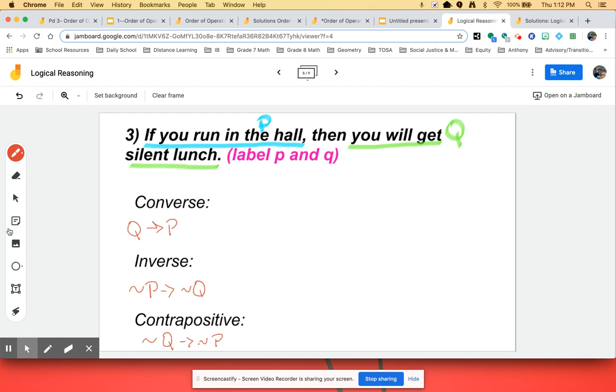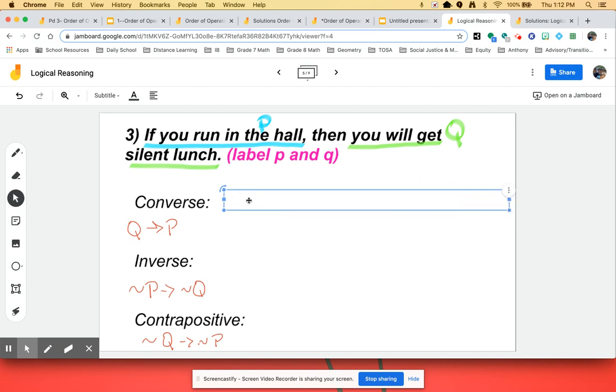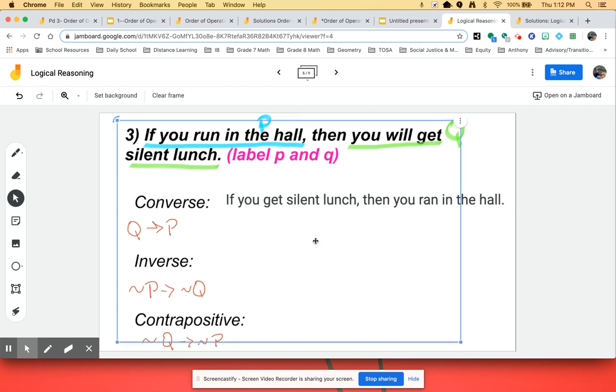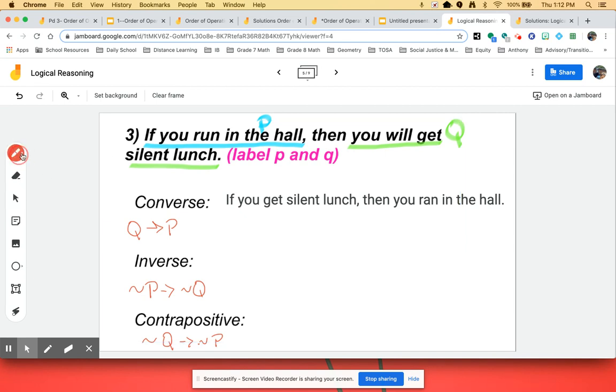So for your converse statement, you should have had, if you get silent lunch, then you ran in the hall. And marking that to check it, my Q is if you get silent lunch. My P is then you ran in the hall.